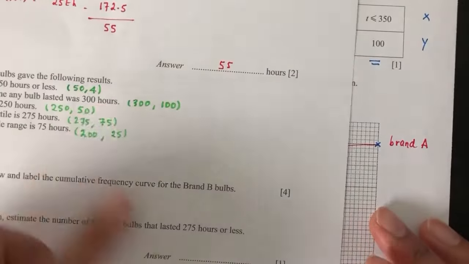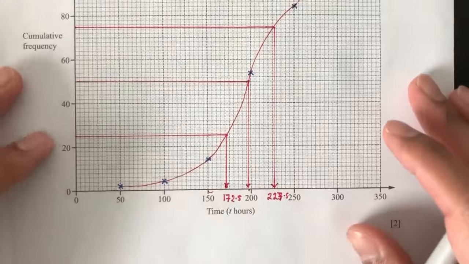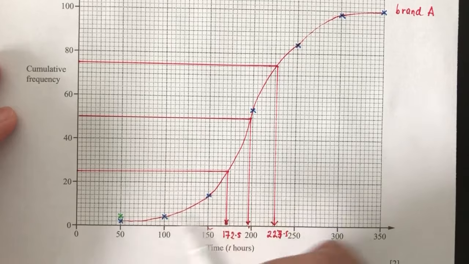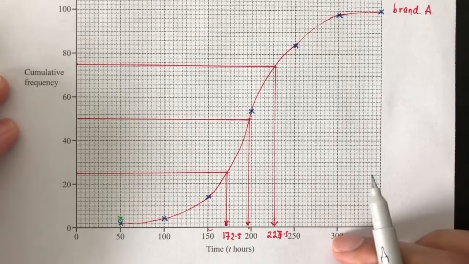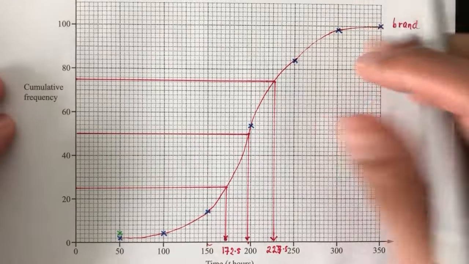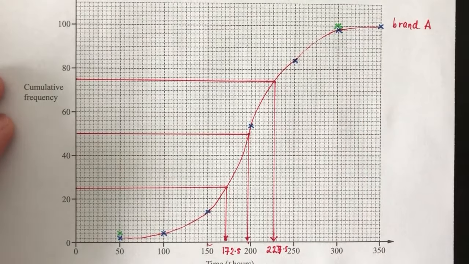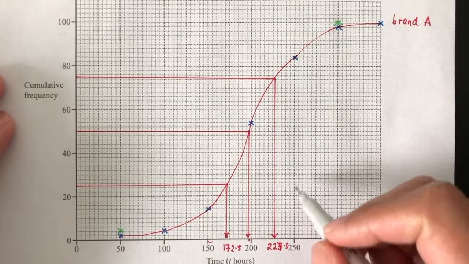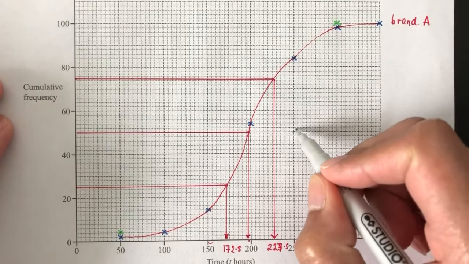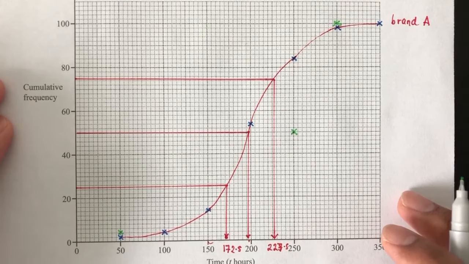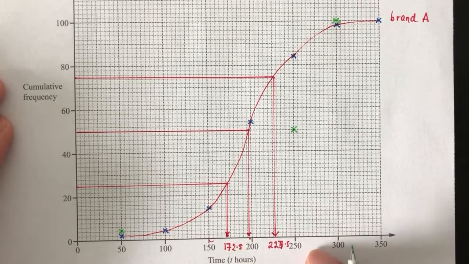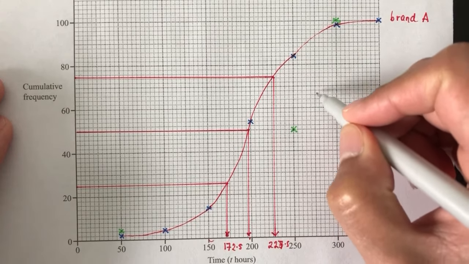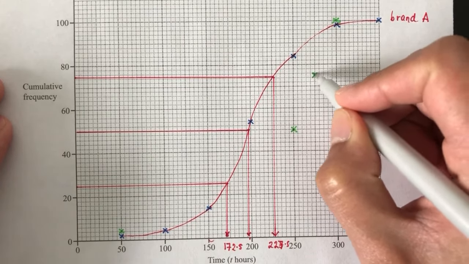So the first point we have is 54. So where's that? 54. That will be here. Second point is 300 and 100. That will be here. Then we have 250, 50. So 250 and 50 will be right here. Then we have 275, 75 here. That will be between 70 and 80. Should be right here.